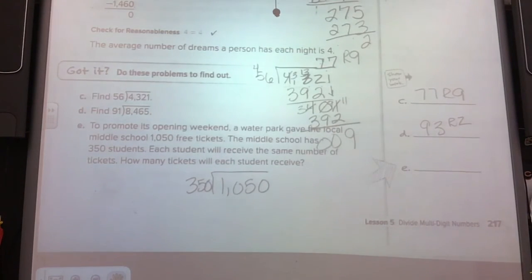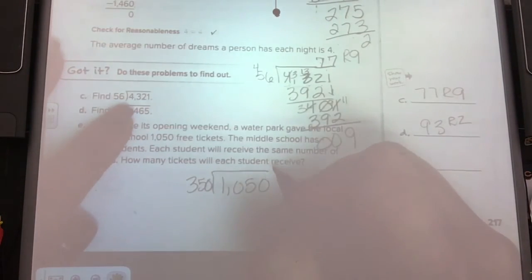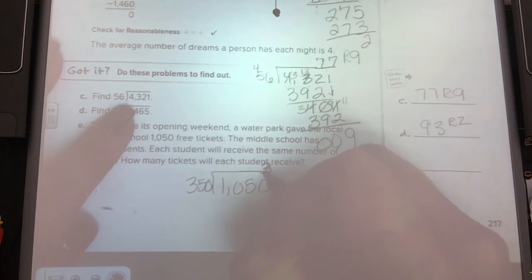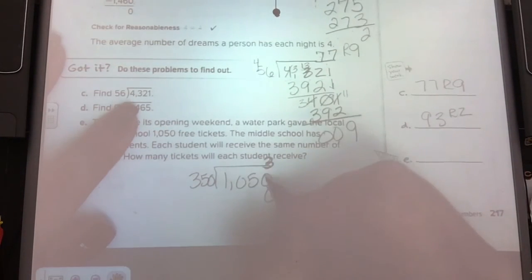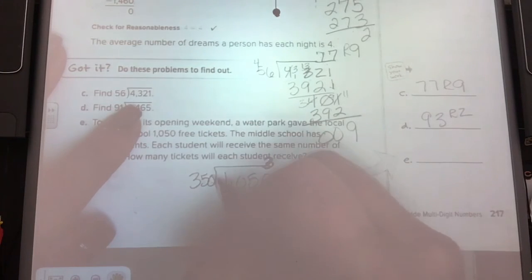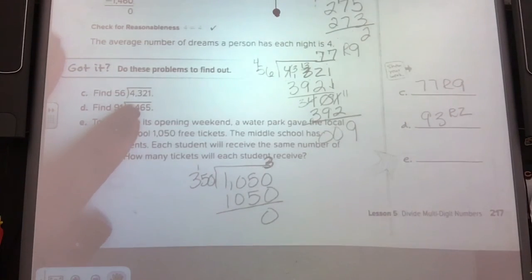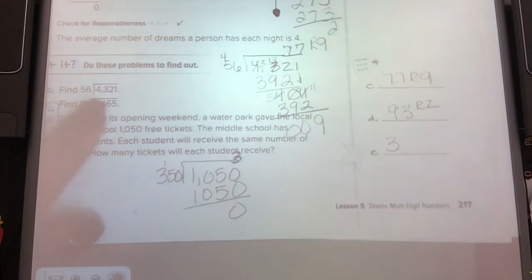Well, 350 plus 350 is what? Be 700. So 700 plus 350, 700, 800, 900, 1,050. So it's got to be 3. Let's try 3. 3 times 0 is 0. 3 times 5 is 15. Carry the 1. 3 times 3 is 9. Plus 1 is 10. So each person would receive 3 tickets.